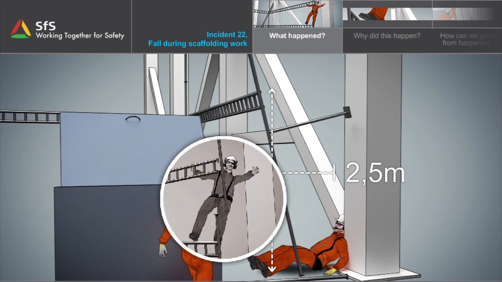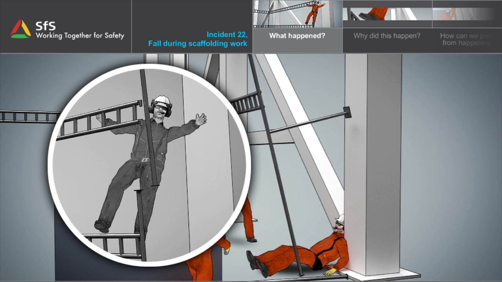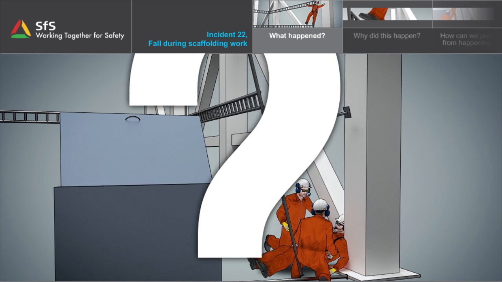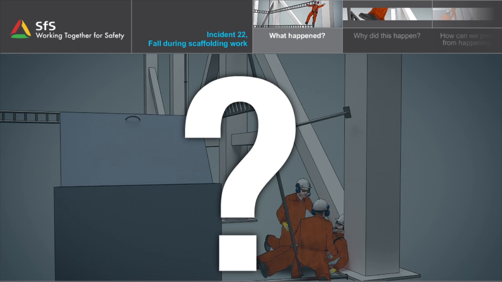The scaffold worker was wearing fall arrest equipment, but this was not secured. The injured person receives first aid on site, and it is found that, luckily, he is not seriously injured. He returns to work the next day. But how could this have happened?